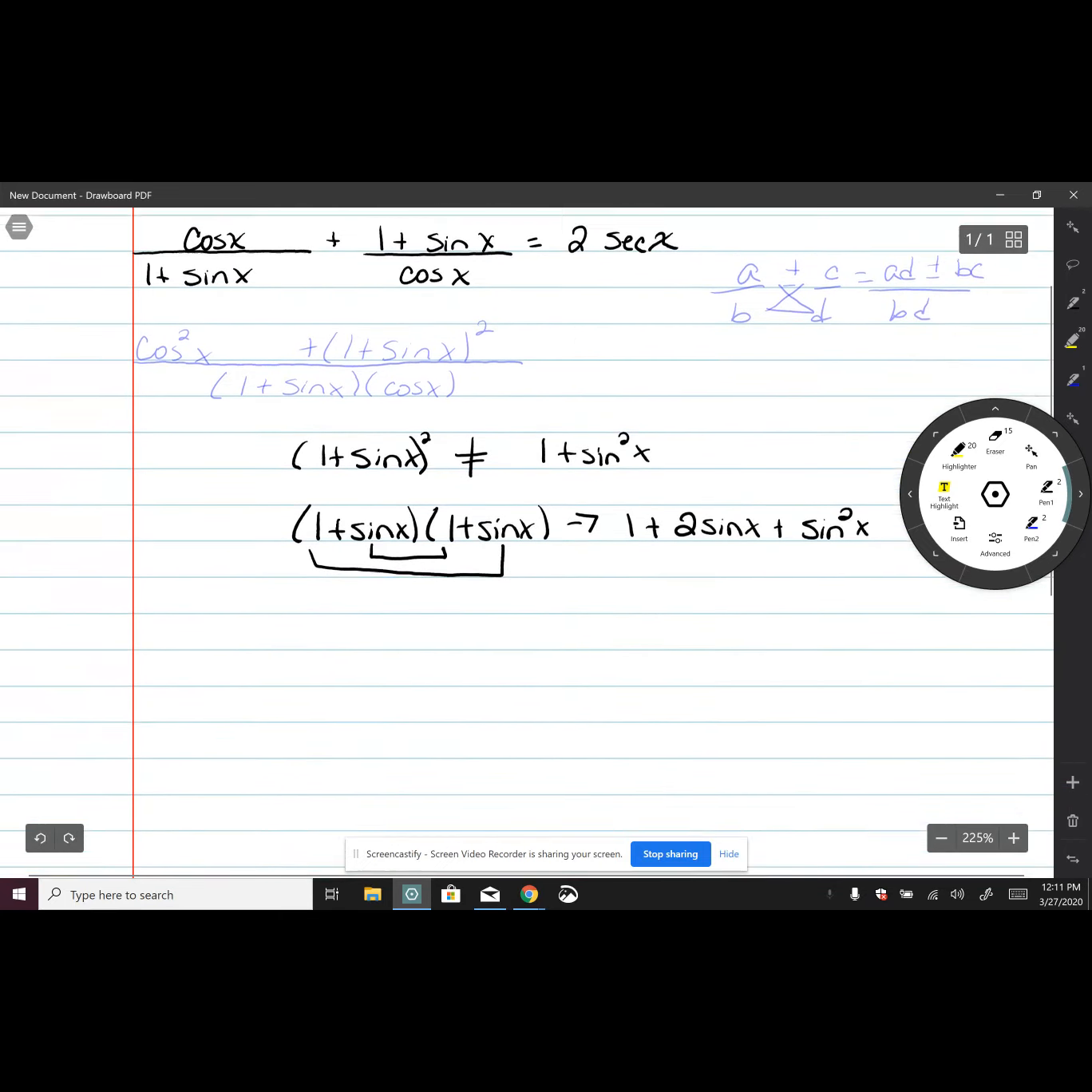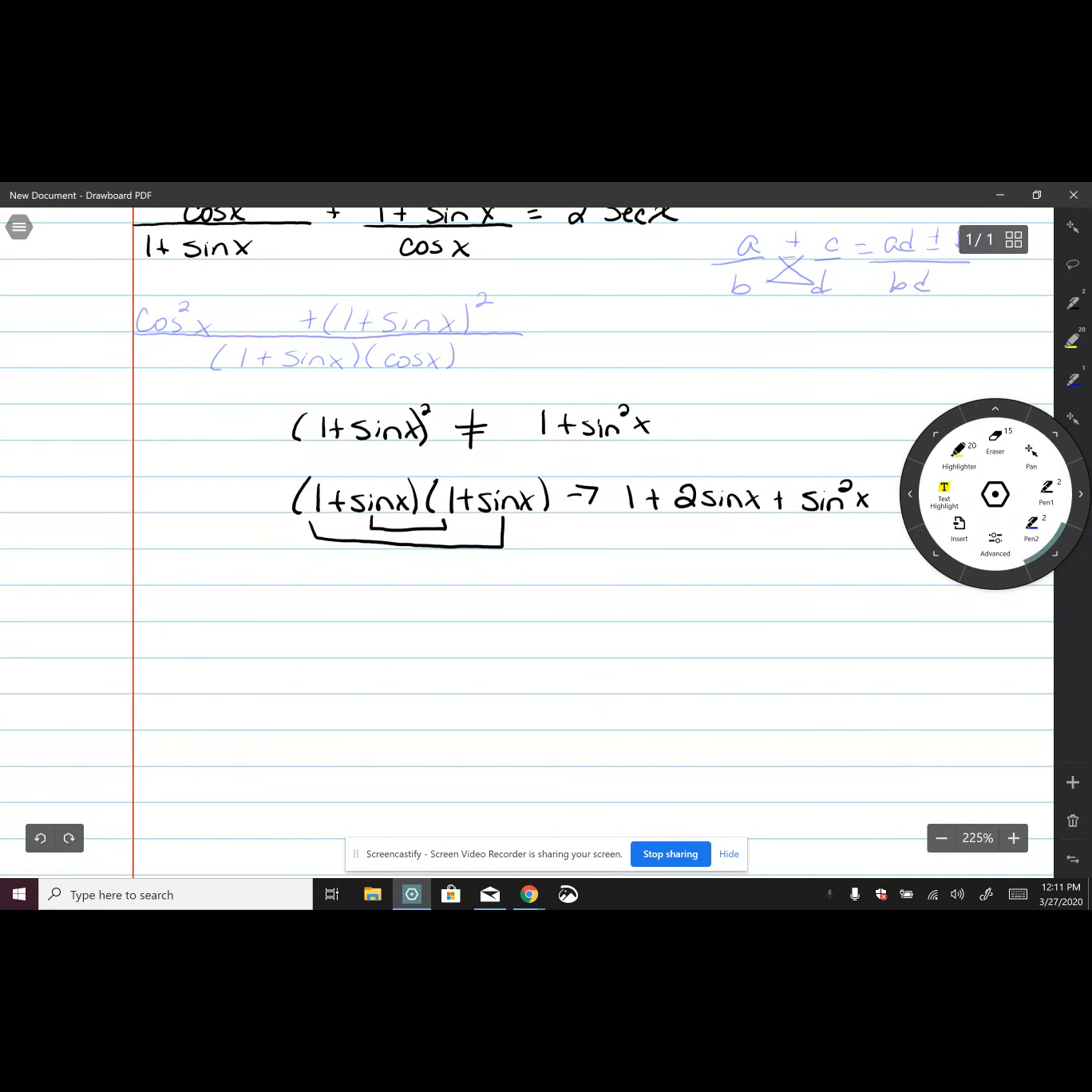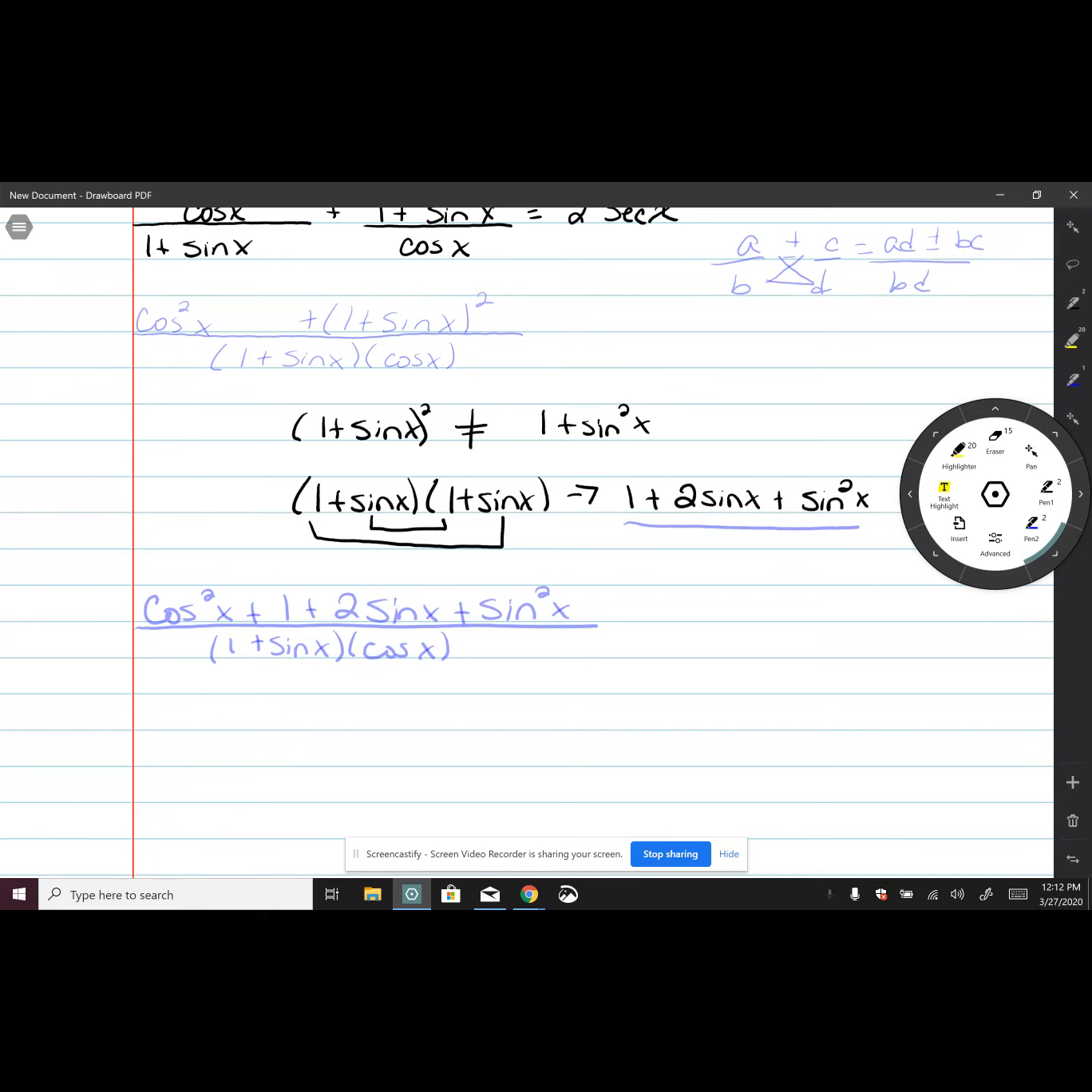Okay? So now, go back to blue. We're going to rewrite the numerator, but instead of 1 plus sine x squared, we're going to now put this whole entire thing in right there. So we have cosine squared of x plus 1 plus 2 sine x plus sine squared of x all over 1 plus sine x times cosine x. All right. And now we got a hot mess.